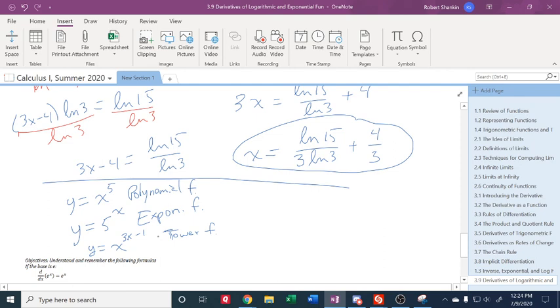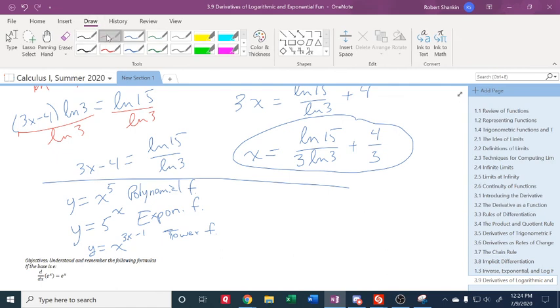And we always use the same trick when we meet tower functions. We take the ln of both sides. You could use any base you want, but we tend to prefer ln. So we take the ln of both sides. So this is what we'll get used to whenever we see this.